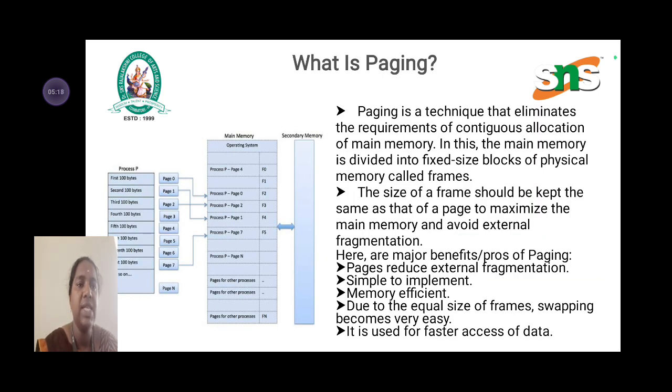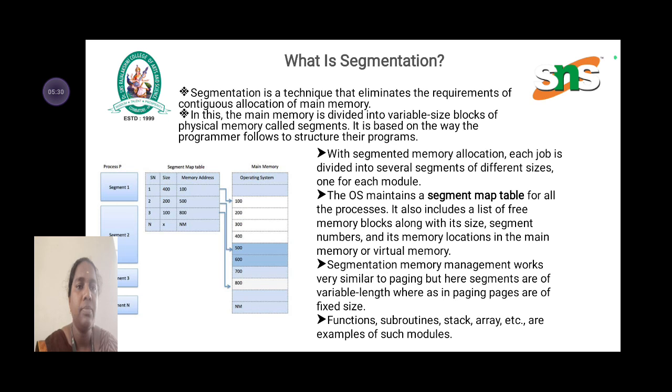Paging. Paging is a technique that eliminates the requirement of contiguous allocation of main memory. In this, the main memory is divided into fixed size blocks of physical memory called frames. Segmentation. Segmentation is a technique that eliminates the requirement of contiguous allocation of main memory.